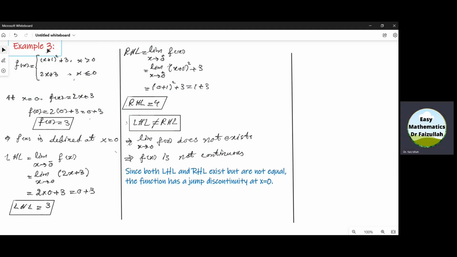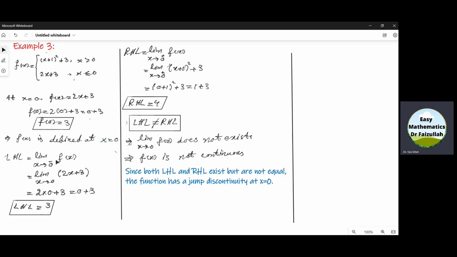In example 3, we check the continuity of this function at x is equal to 0. Let us see the first condition of continuity. At x is equal to 0, the value of the function is 2x plus 3. Plug in x is equal to 0 in this function, we get that f of 0 is equal to 3, which is not plus or minus infinity. Hence, f of x is defined at x is equal to 0. The first condition is satisfied.